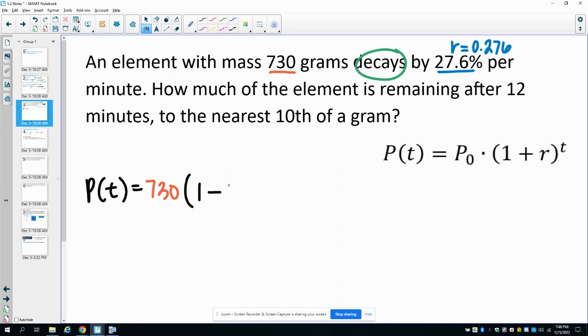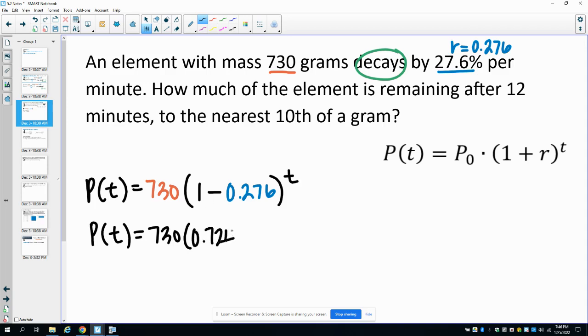So 1 minus 0.276, and then to the t. Then we can simplify if we want to. So P of t equals 730 times 1 minus 0.276, which would give us 0.724, and then to the t.